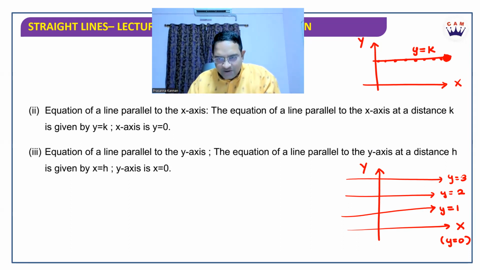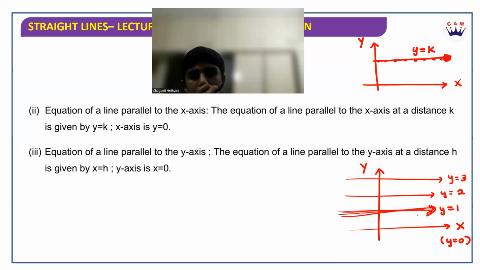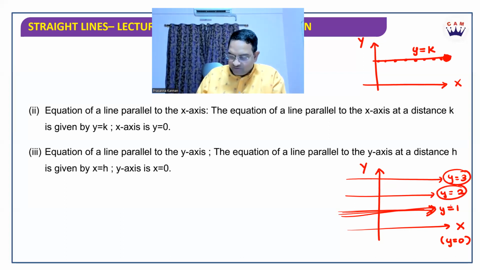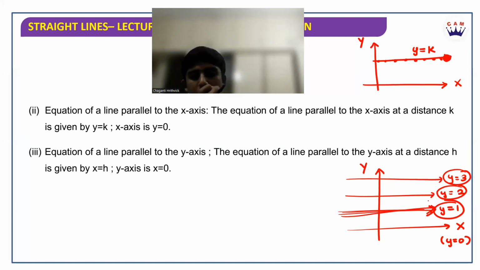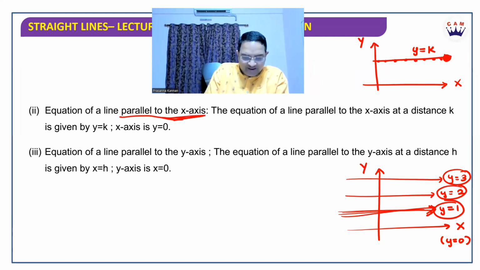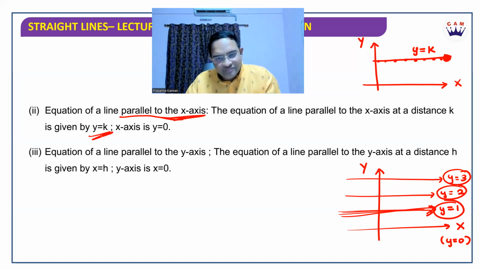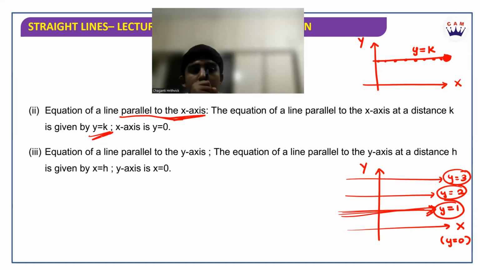What are all these lines now? These are lines which are parallel to what? Parallel to which axis? The x-axis. Yeah, so all these lines which are parallel to x-axis will have a form what? Y equal to k. Clear? Yes, that's what the first line is telling you. So all lines parallel to x-axis will have the form what? Y equal to k. Very good.